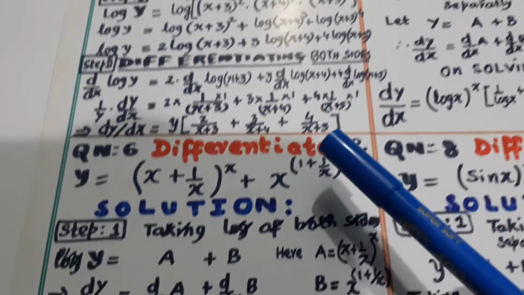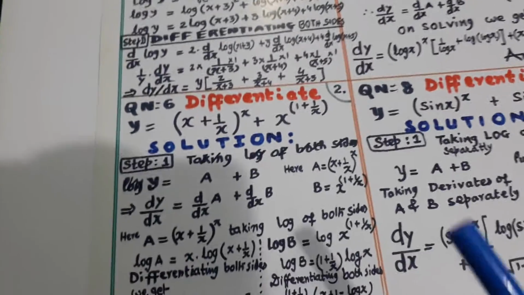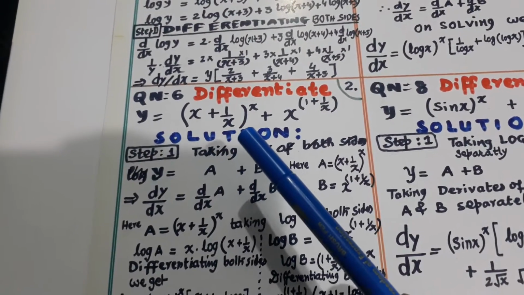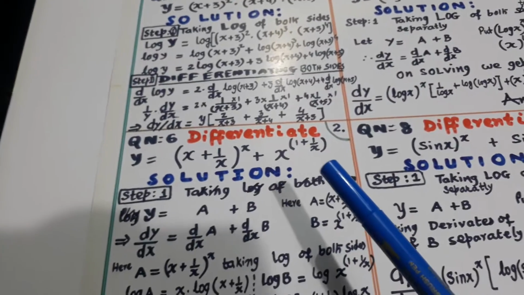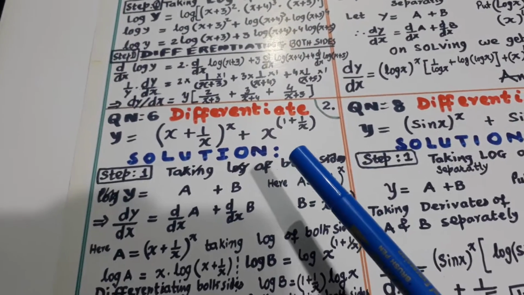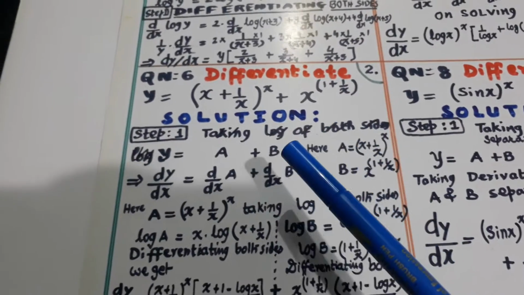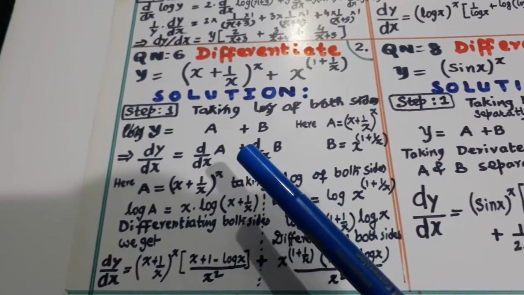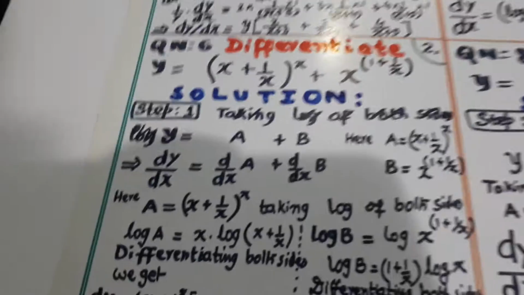Very simple. Now let us go to question number 6. Here y is equal to (x plus 1 over x) raised to power x plus x raised to power (1 plus 1 over x). So solution is as it is. Take step 1, taking log separately.